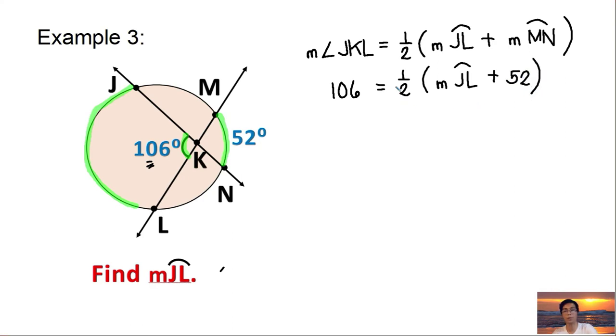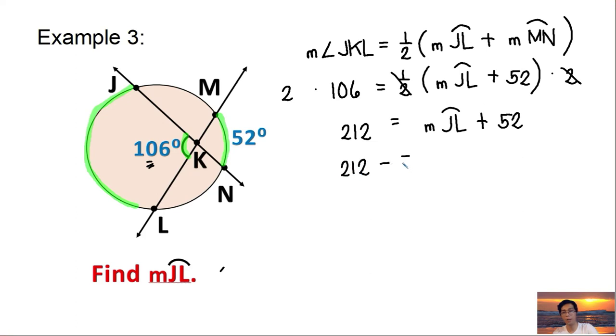Since may 1 half ka dito, gaya po nung dati natin ginagawa, i-clear natin si 1 half by multiplying both sides of the equation by 2. So, 1 half at 2 cancel. 2 times 106 is equal to 212. So, 212 now is equal to the measure of arc JL plus 52. Next, we transpose 52 to the left. So, we have 212 minus 52 is equal to the measure of arc JL.